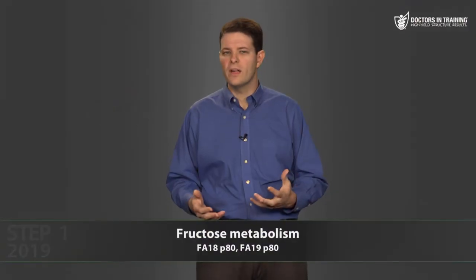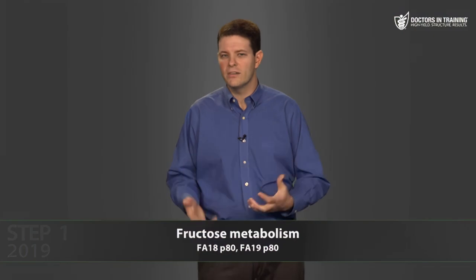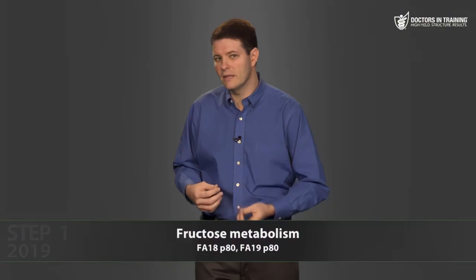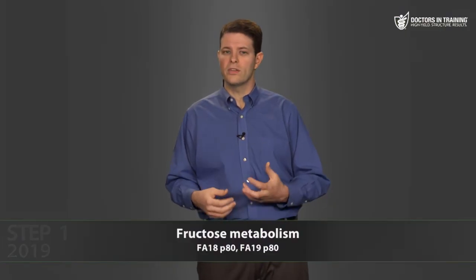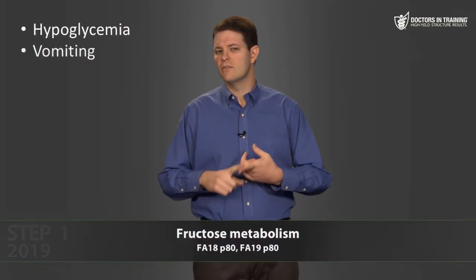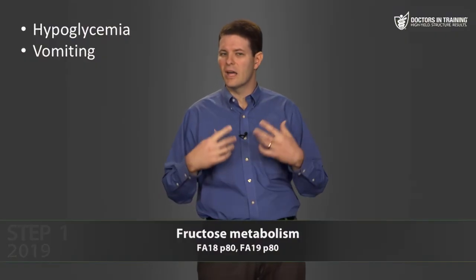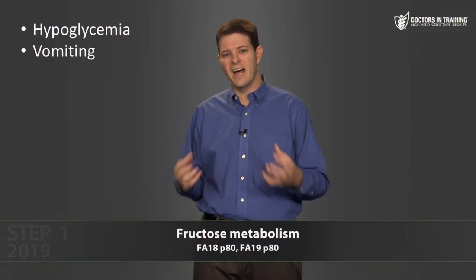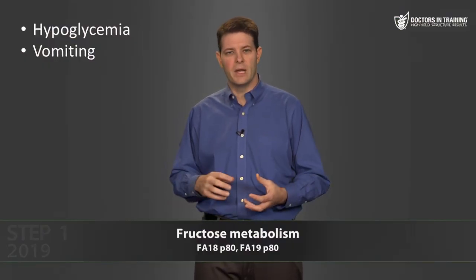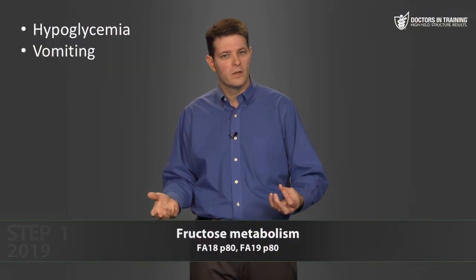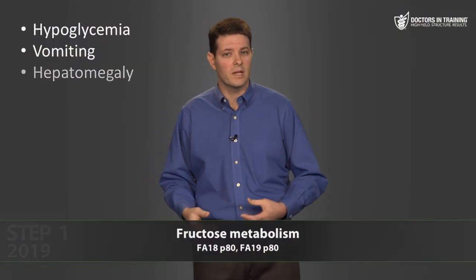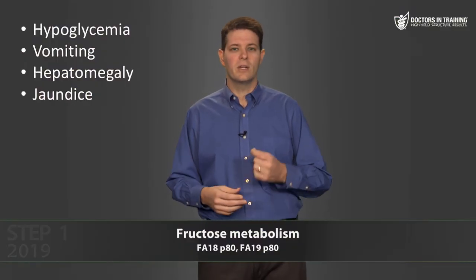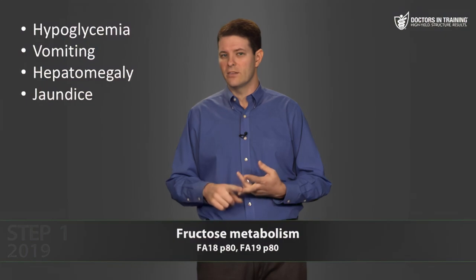Now, as you use up phosphate, you end up inhibiting glycogenolysis and gluconeogenesis, which means you won't be able to correct fasting hypoglycemia. So as a result, with fructose intolerance, you're going to have hypoglycemia and vomiting, especially after consuming a lot of fructose, or sucrose, which is table sugar, because sucrose is just a disaccharide, a dimer sugar that's made up of glucose plus fructose. So these patients also have liver problems like hepatomegaly and jaundice.